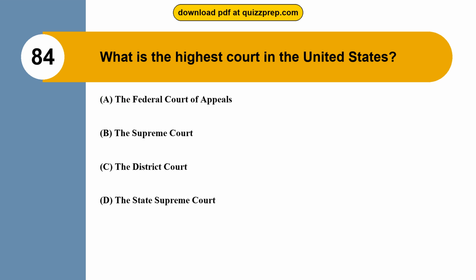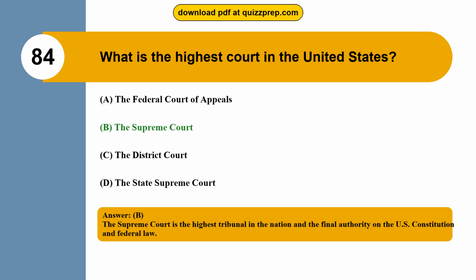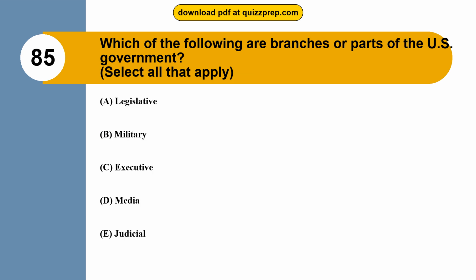Question 84. What is the highest court in the United States? Option A, the Federal Court of Appeals. Option B, the Supreme Court. Option C, the District Court. Option D, the State Supreme Court. The correct answer is option B, the Supreme Court. The Supreme Court is the highest tribunal in the nation and the final authority on the U.S. Constitution and federal law.